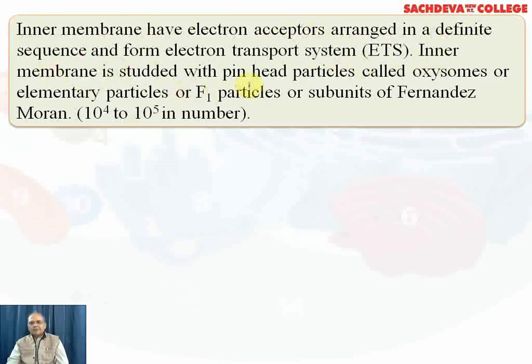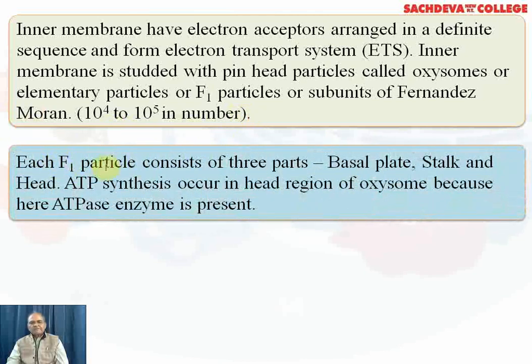Inner membrane is studded with pinhead particles. You can call them tennis racket-like bodies, and the other names are oxysomes or elementary particles or F1 particles or subunits of Fernandez-Morin. The total number of these particles per mitochondria ranges between 10 to the power 4 to 10 to the power 5. Each F1 particle consists of three parts: basal plate, stalk, and head. ATP synthesis occurs in the head region of oxysome because here the ATPase enzyme is present.